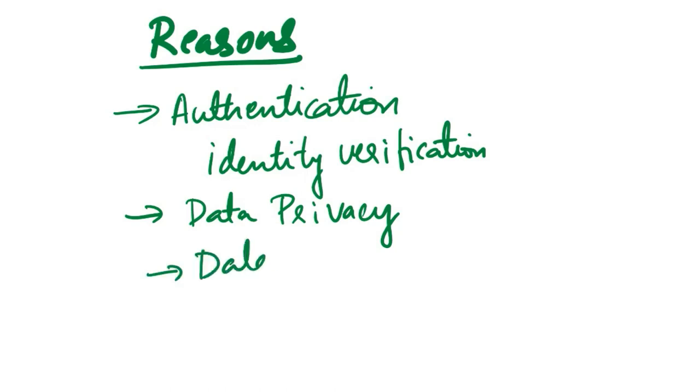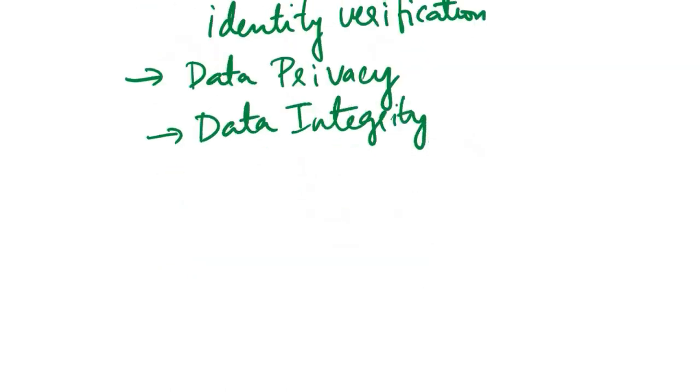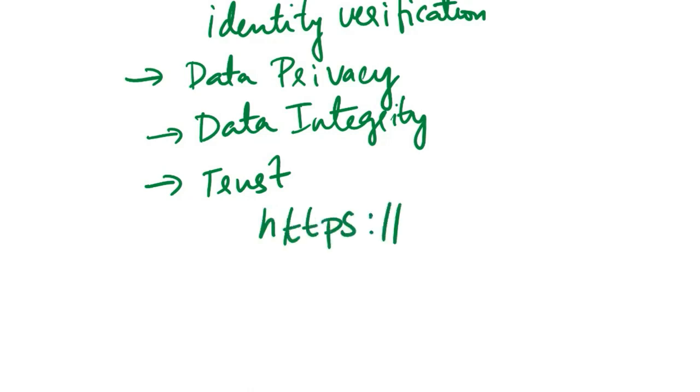Next is data integrity. Digital signatures enabled by digital certificates ensure that data has not been tampered with during transmission. This is important for documents, emails, and software downloads. Next is trust. Certificates provide a basis for trust in online transactions. So whenever you see HTTPS in the address bar, in a web address, it means the website is using a digital certificate to secure your connection. This reassures users that the website is secure and trustworthy.